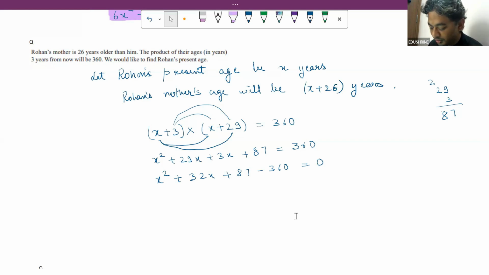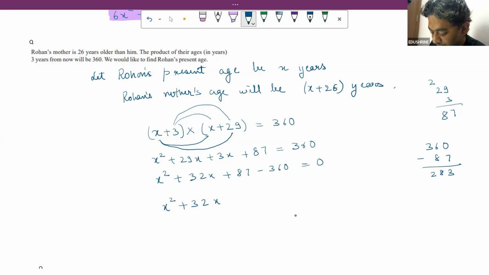Okay, so x square plus 32x plus 87 minus 360. So I have to do 87 minus 360. Okay, what is 360 minus 87? That we need to find out. So 10 minus 7, 3. Then 35 minus 8 would be 28. So this value would become 283. So x square plus 32x minus 283 is equal to 0. This is what you have to understand.